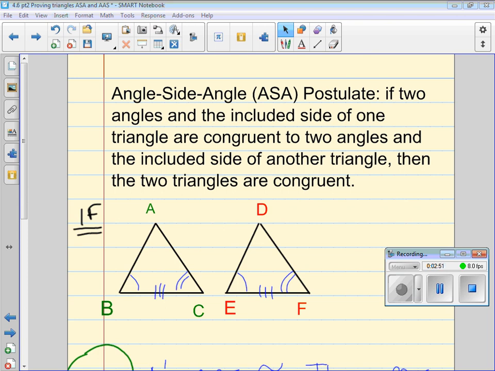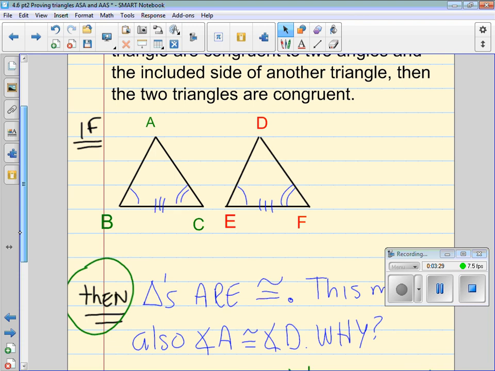Okay, so we're looking at a postulate again, a new one. This is one of the shortcuts we're going to learn, angle side angle. It basically says this: if 2 angles and the included side of one triangle are congruent to 2 angles and the included side in another triangle, then the 2 triangles are congruent. Take a look at my figures here. I have 2 triangles, and the if part says that on the left I have 2 angles matching 2 angles in the right triangle, and the included side, that's the side between the 2 angles. If those things are all matched up, then that's enough to conclude, you ready, that the triangles are congruent.